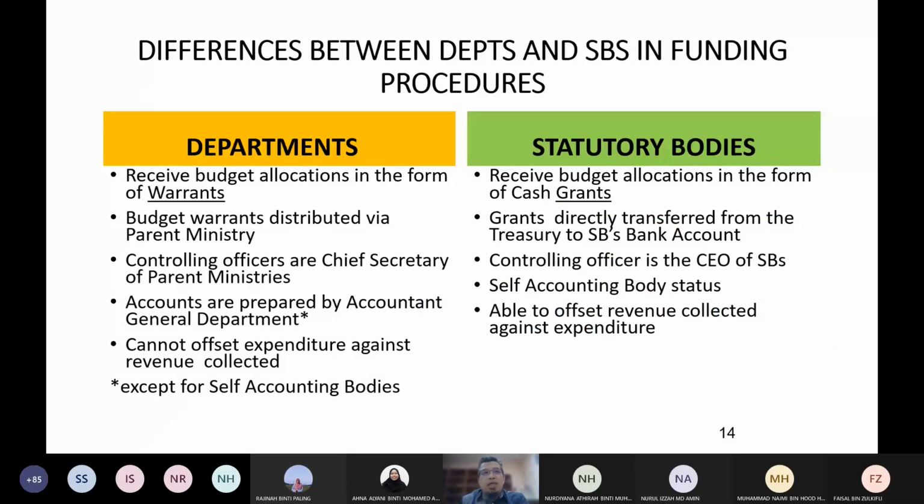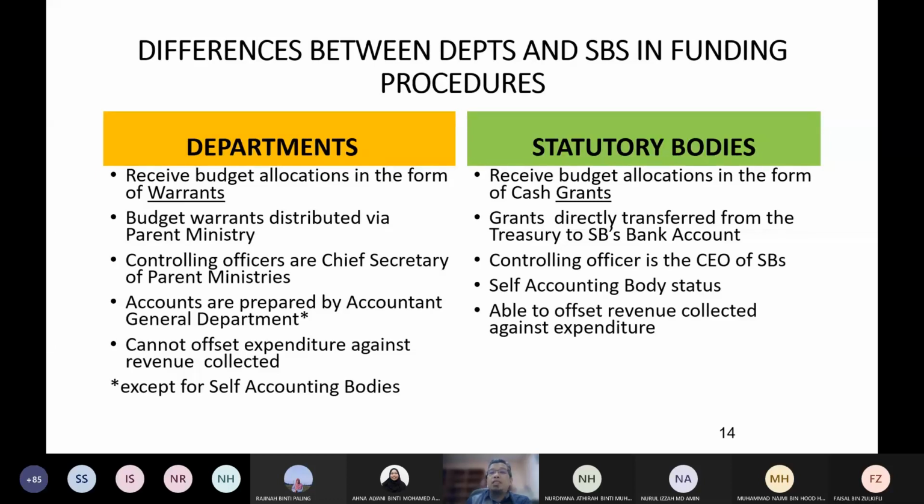Right, so with regard to budgetary control as well, I provided the differences between departments and statutory bodies in funding procedures. Just to further highlight, departments receive budget allocation in the form of warrants. Budget warrants are distributed via the Parent Ministry. Controlling officers are the Chief Secretaries of Parent Ministries. Accounts are prepared by the Accountant General's Department. They cannot offset expenditure against revenue collected, except for self-accounting bodies.